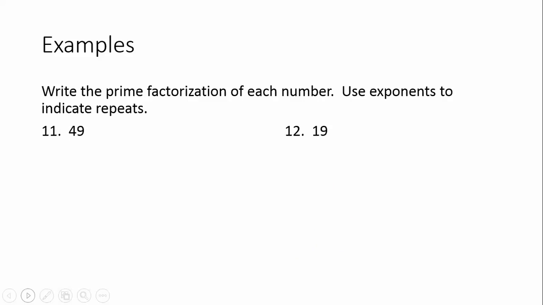2 more examples. Try both of these on your own. 49 is 7 times 7, so that's just 7 squared. 19 is prime, so its prime factorization is just 19. Hopefully you got both of those right, but this is a lot of practice with factors and factor trees, which hopefully you've seen in the past.